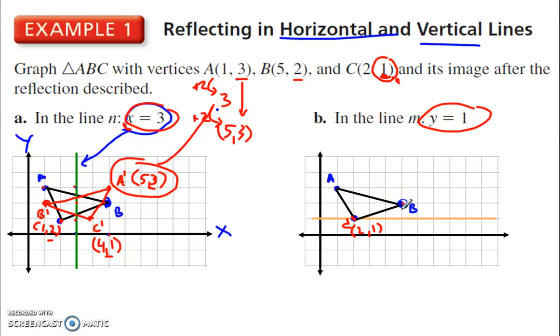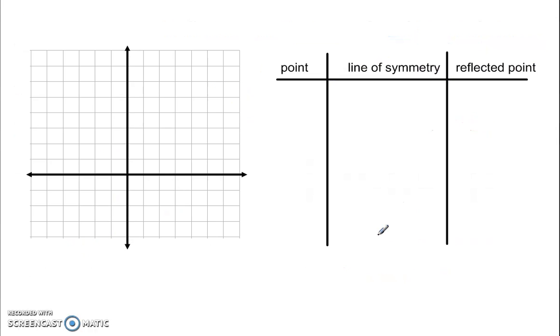Now I'm reflecting B, go 1 over here, we get B prime, and that is at 5 and 0. 2 is 1 away from 1, and then subtract another 1, you get 0. And A is 2 away, so A prime is here at 1 and negative 1. Notice that this time the x value didn't change on any of these. And here's my new triangle. Alright, reflecting across a horizontal and vertical line.